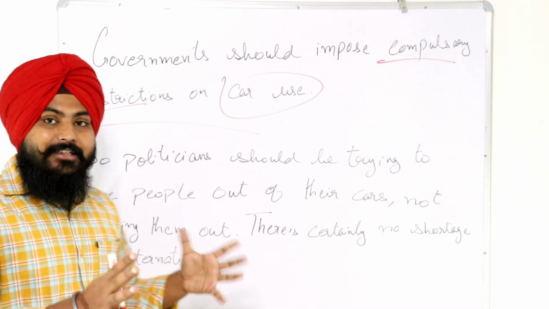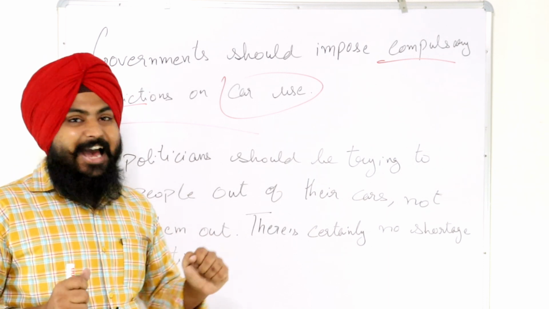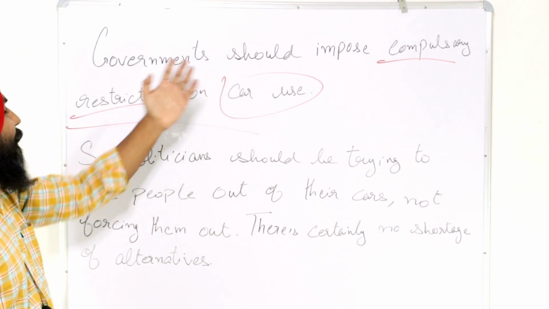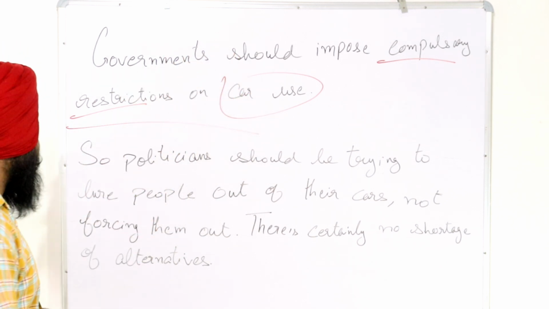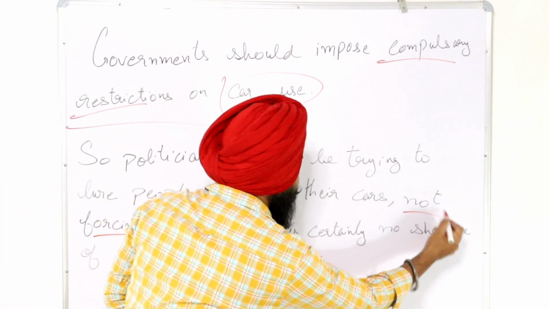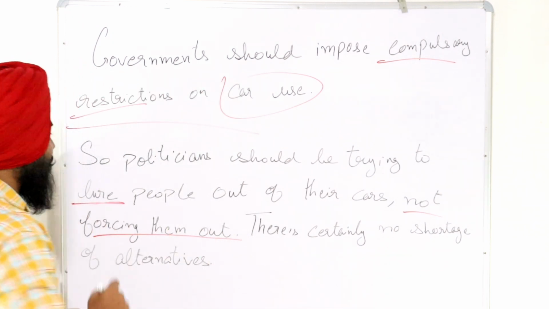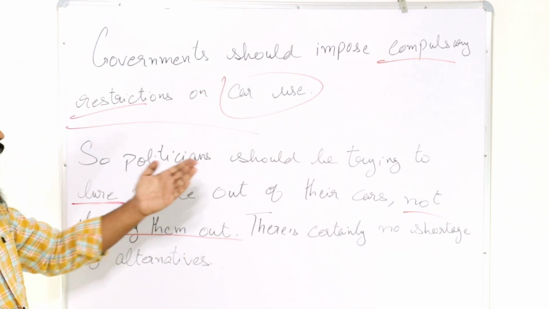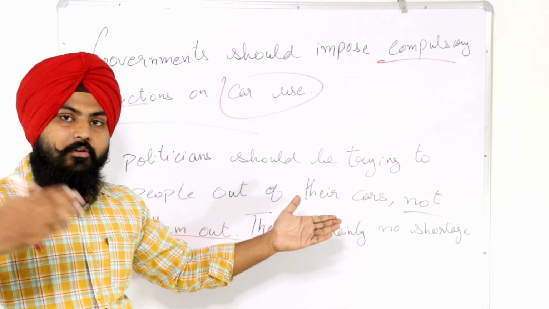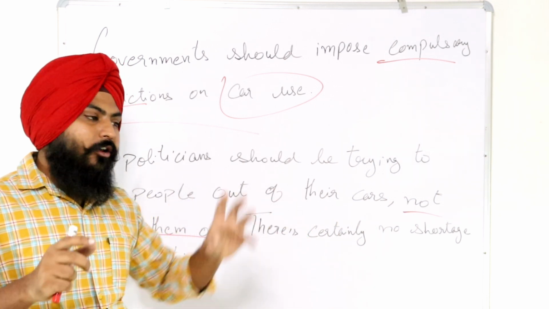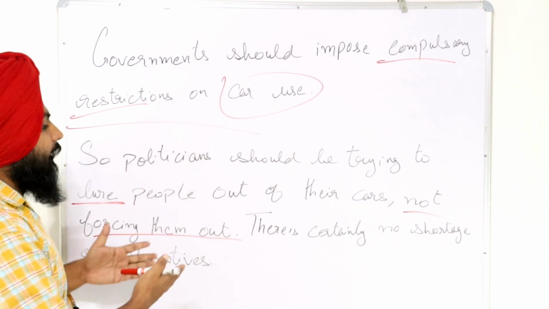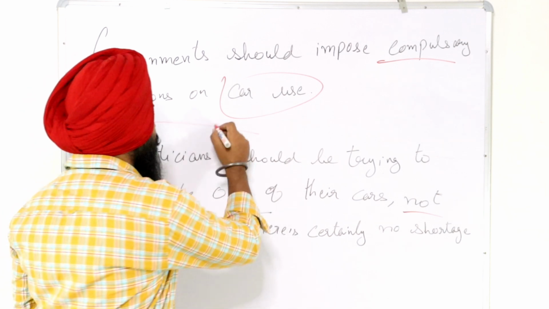Okay, yes, I guess that this one was really easy and most of the students must have got the correct answer, because here the question says compulsory restrictions should be imposed, but here the passage says not forcing them out of their cars. Not forcing them. Lure here means to attract. Okay, politicians should try to attract people out of their cars, to focus more on something else. Not forcing them out, not imposing restrictions. Okay, so the answer is true.